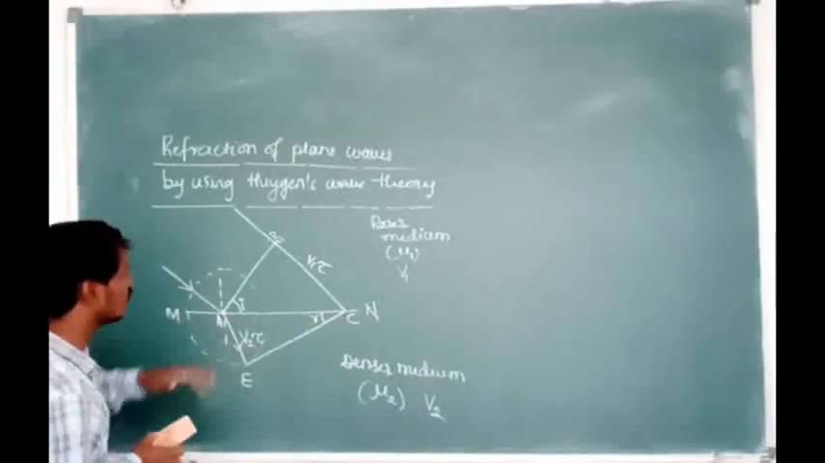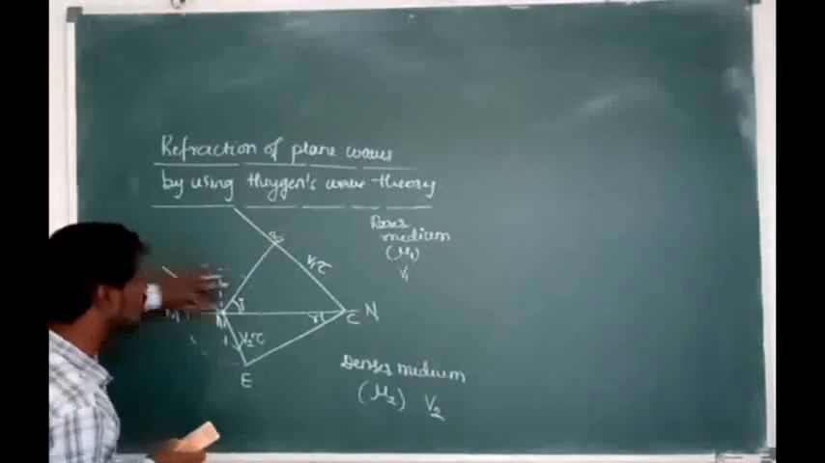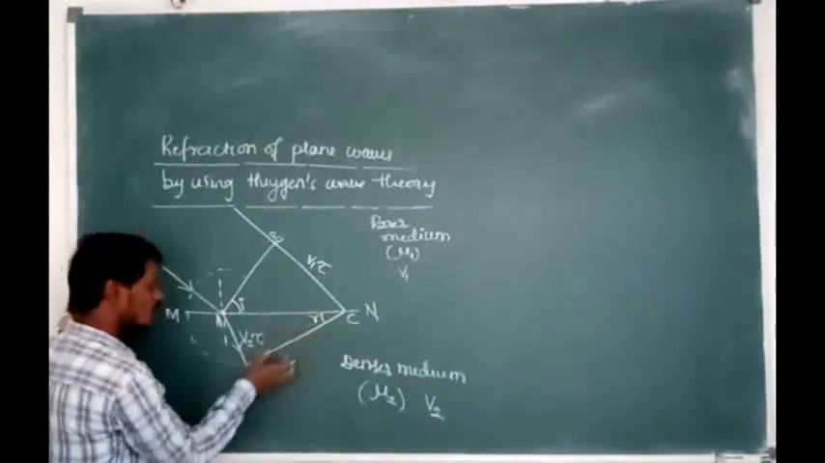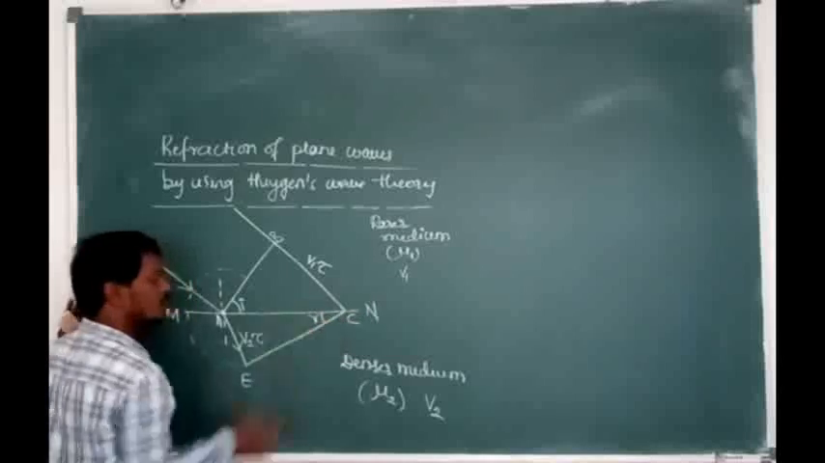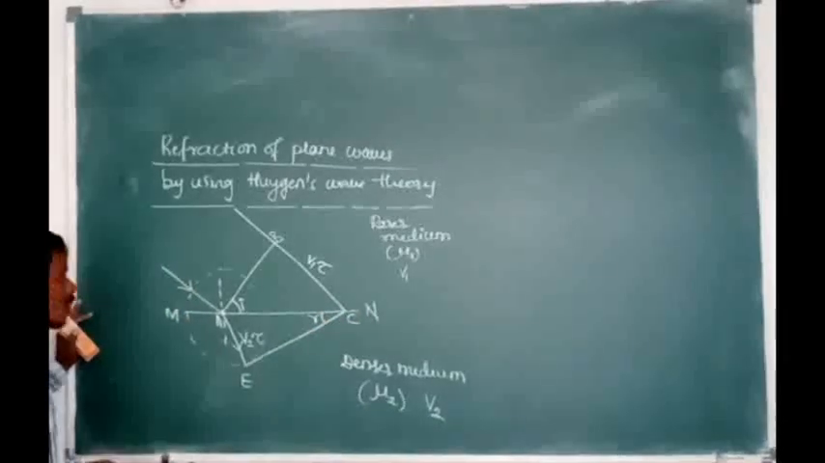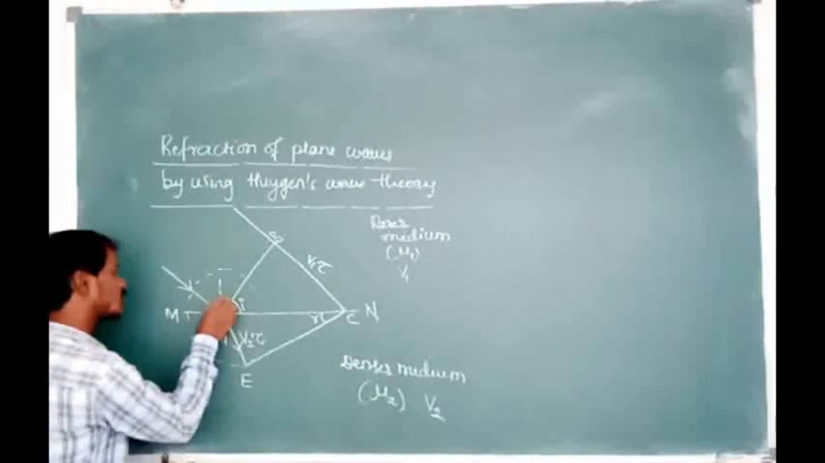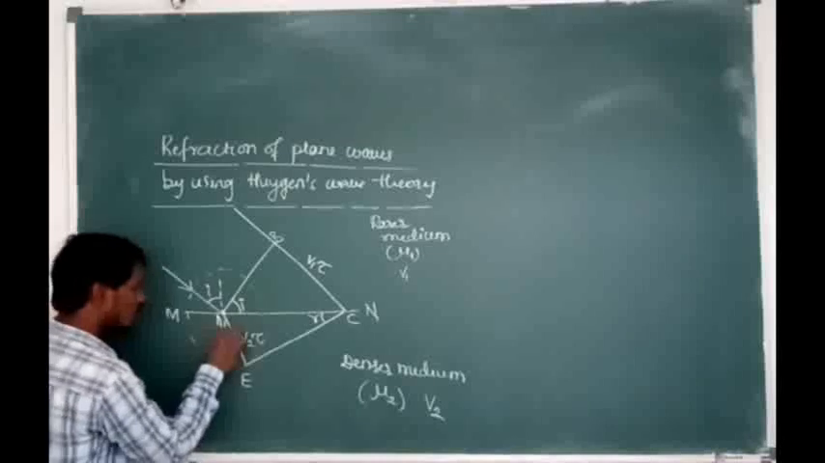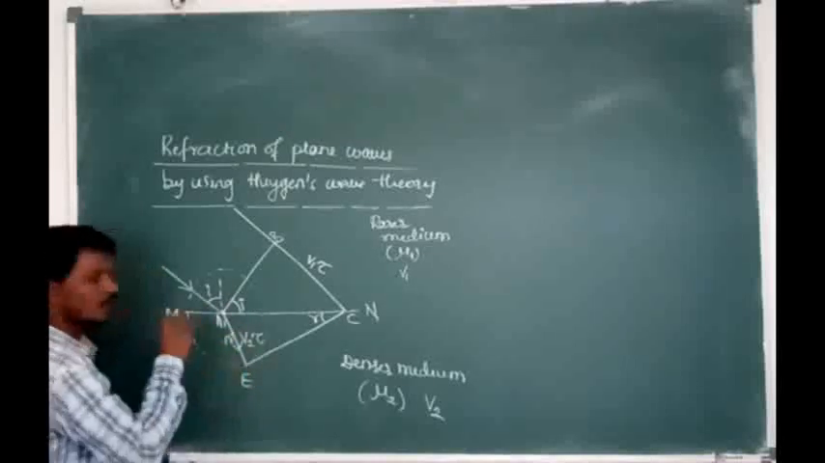What is the angle of incidence here? It is the angle between the incident wavefront and the refracting surface. And what is the angle of refraction here? It is the angle between the refracted wavefront and the refracting surface. If we use the ray concept, the angle of incidence is the angle between the incident ray and the normal, and the angle of refraction is the angle between the refracted ray and the normal.